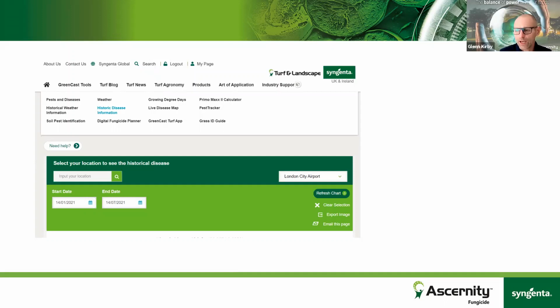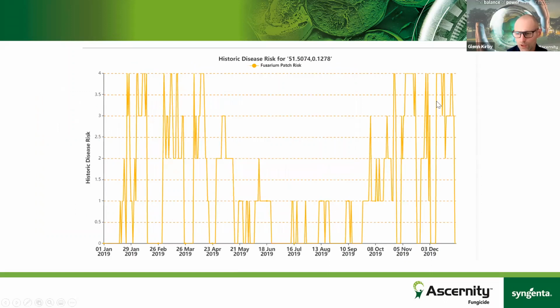You put in your location and the period of time you want to look at, and it will give the level of risk for a number of diseases, including Microdochium patch. And that risk level is generated from local climatic data. So it gives us a pretty good indication of what is going on in your area. Now, if someone asks me to help them out with their fungicide program, it's the first thing I look at. I use it to help build a program.